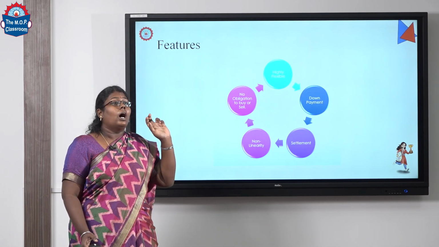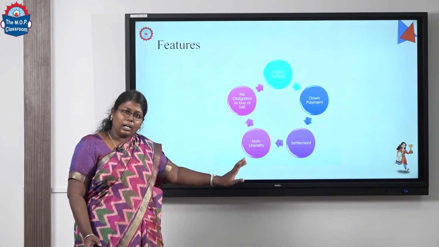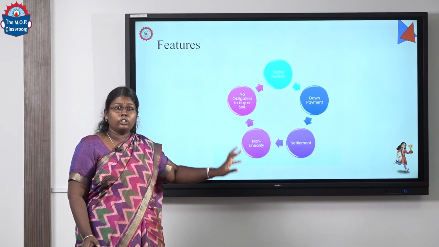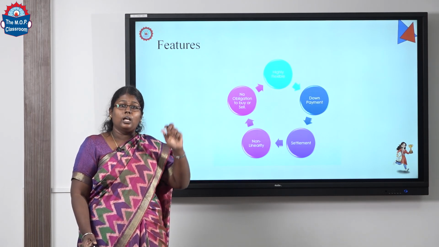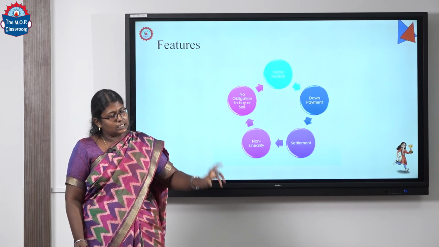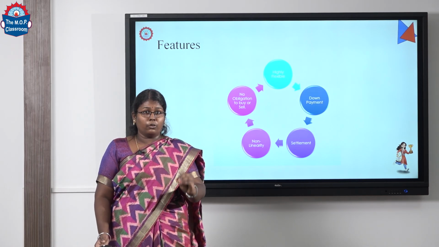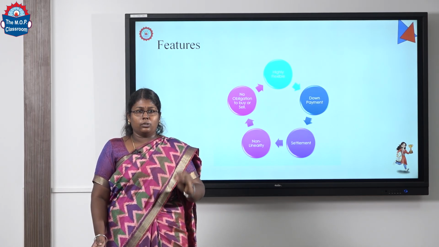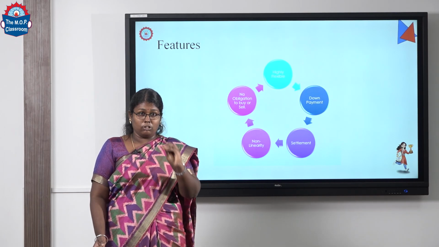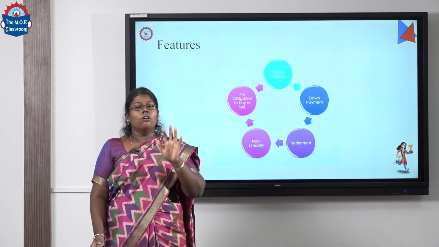Then at the end of the contract, either we have to settle the option contract or we have to buy the product. This is the settlement process in the option contract. Here there is no obligation for you to buy or sell the security. It only says it's your right either to purchase or sell the security.